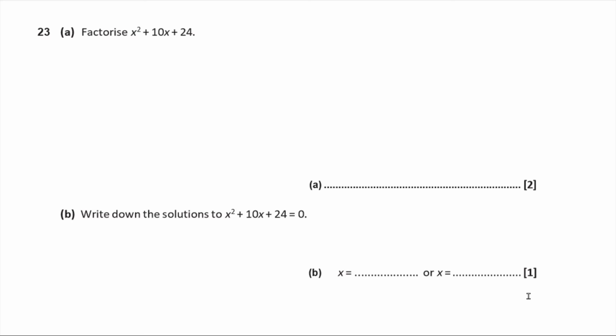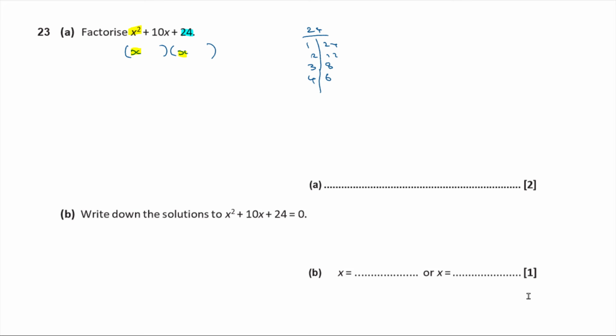Question 23a. Factorize x squared plus 10x plus 24. Okay, now this is a quadratic expression, and when you factorize a quadratic, mostly they go into double brackets like this. Now I've got an x squared term at the beginning, so I'm going to have an x here and here, so that when they multiply together it gives me x squared. Now I've got a 24 at the back here. What are the factor pairs of 24? 24 has factor pairs 1 and 24, 2 and 12, 3 and 8. There's lots, isn't there? 4 and 6. And that's it. No more.